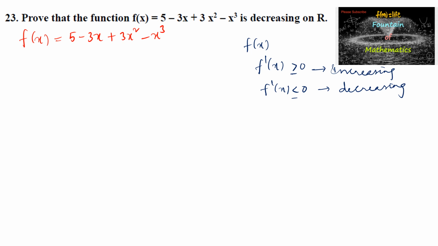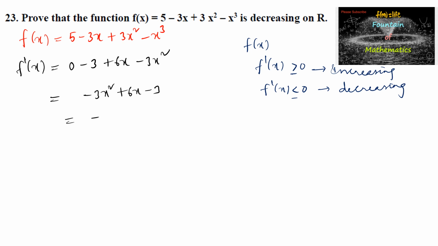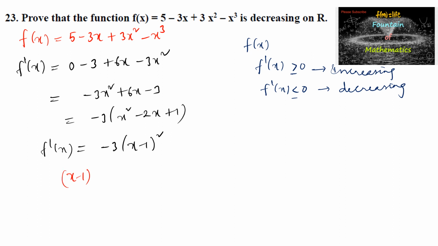Derivative of the function, f dash of x is equal to 0 minus 3 plus 6x minus 3x square, or we can write minus 3x square plus 6x minus 3, or minus 3 taken common, x square minus 2x plus 1, that is minus 3 times (x minus 1) whole square. And here (x minus 1) whole square is always greater than or equal to 0 for any x belongs to R.